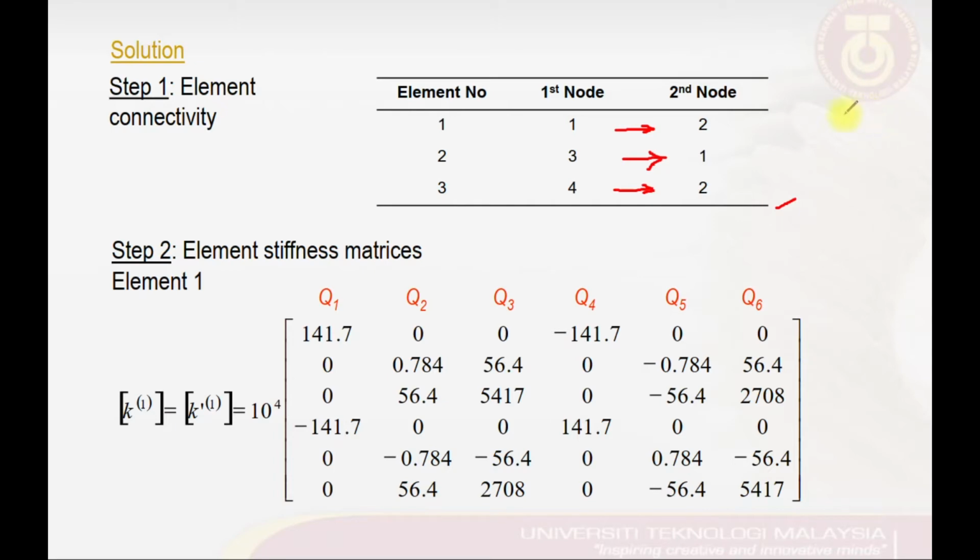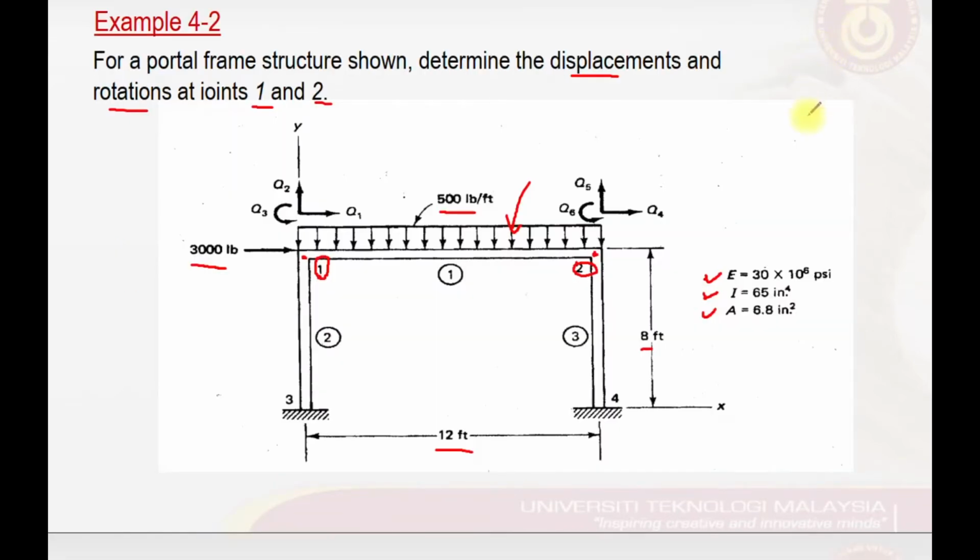Not only that, it is also important in setting up our system of linear equations, especially in setting up the local element stiffness matrix. In my case, I like to draw the directions of how elements are connected. For example, element number 1 is connected from 1 to 2, so I draw the direction of its connectivity. Element number 2 is connected from 3 to 1, so I draw that. Similarly, element number 3 is connected from 4 to 2. These are the directions of how each element is connected between the nodal points. And this is the first stage that I do when solving the portal frame structure using finite element methods.